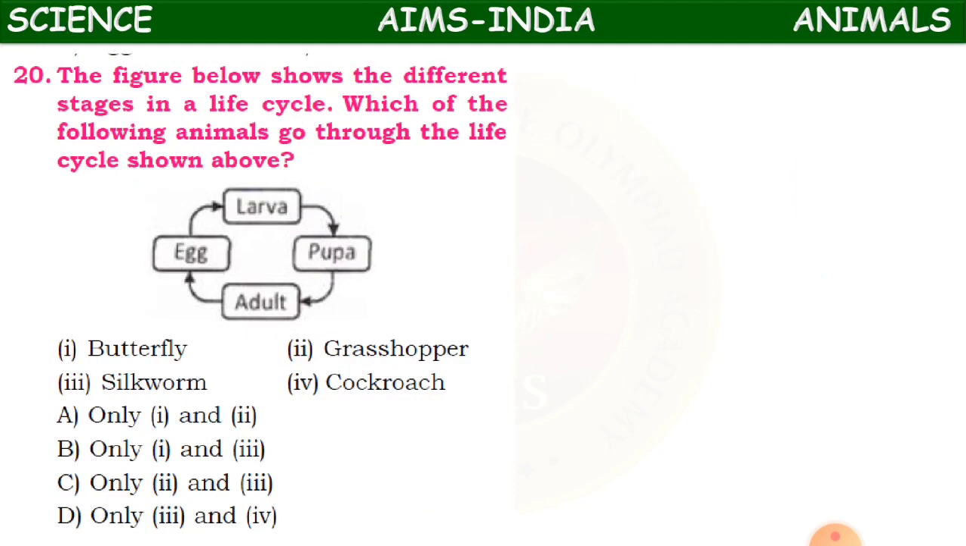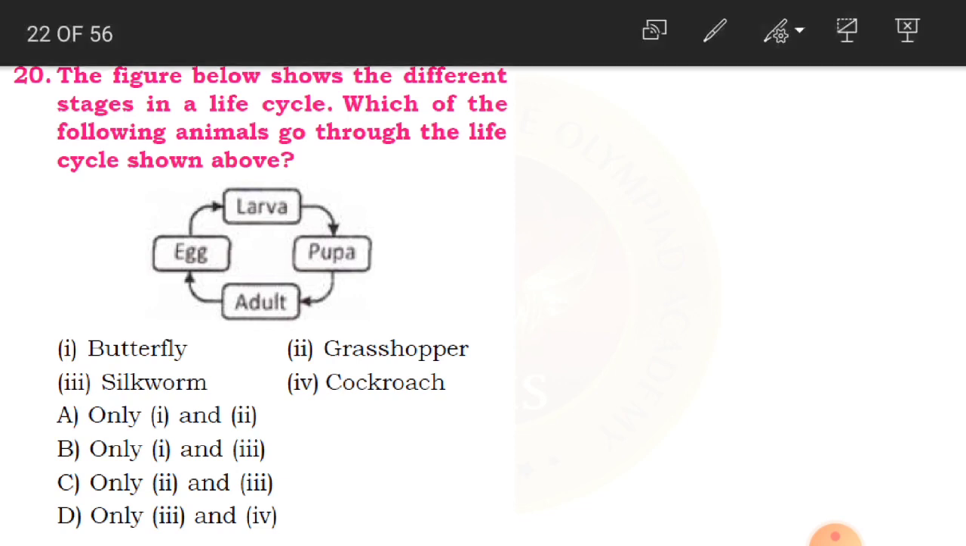The figure below shows the different stages in a life cycle. Which of the following animals go through the life cycle shown below? Here, see, children, this is the figure of a life cycle showing different stages. The adult laying eggs, egg becoming the larva, larva becoming the pupa, the pupa becoming the adult. So these are the 4 stages of a life cycle. So we have to identify which animal or insect this belongs to.